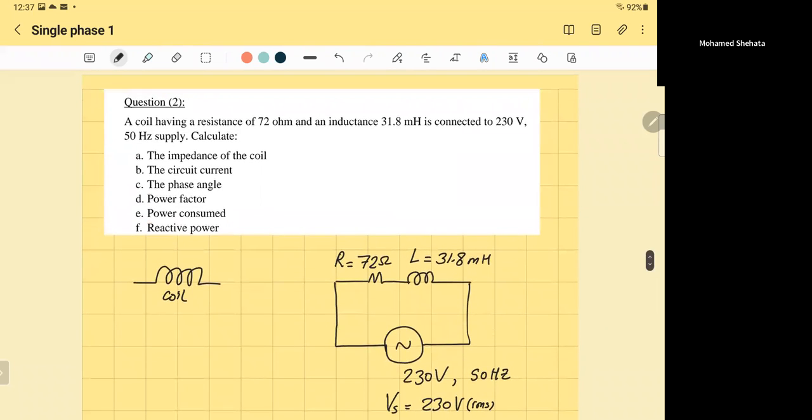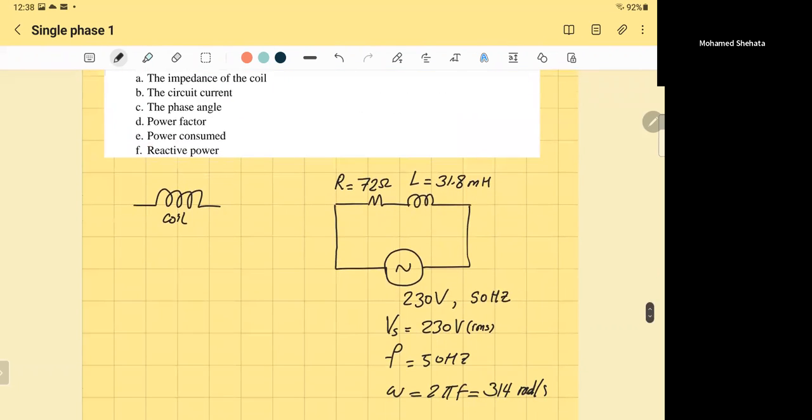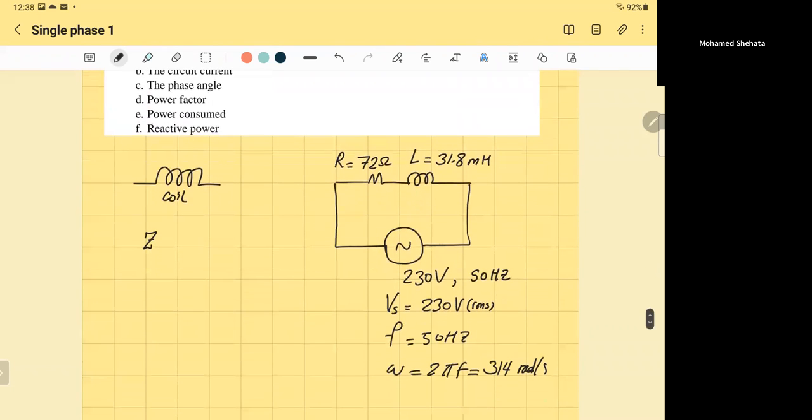Calculate the impedance of the coil. As you know, the impedance is Z. How can you find the impedance? What does it mean, impedance? Impedance is similar to resistance, but impedance is more general than resistance, because resistance is a scalar value that doesn't have direction. But impedance can have a real part and an imaginary part, like a vector. So it has magnitude and an angle, but the resistance has only magnitude.